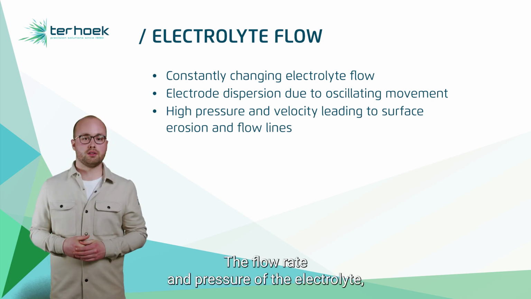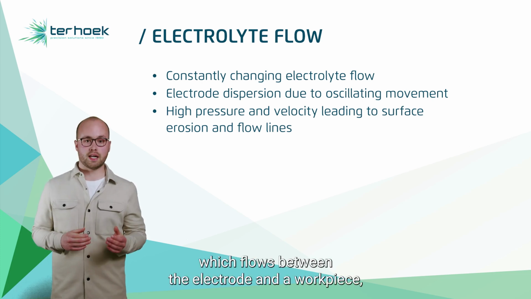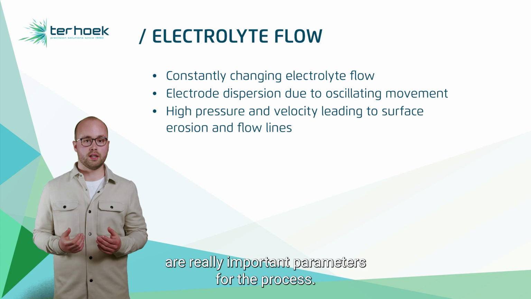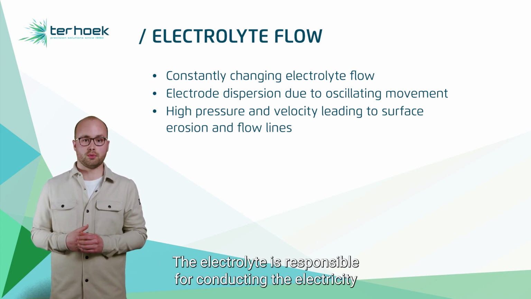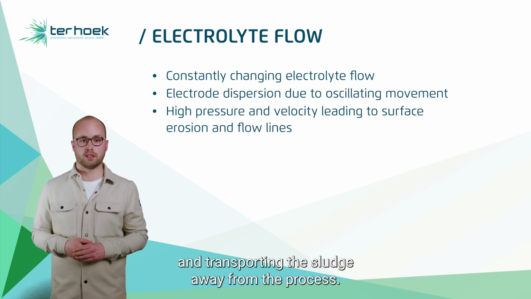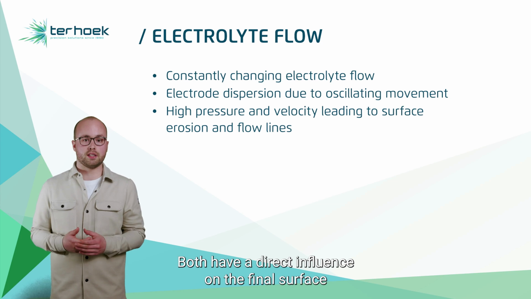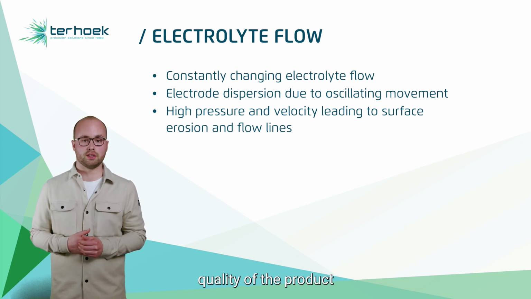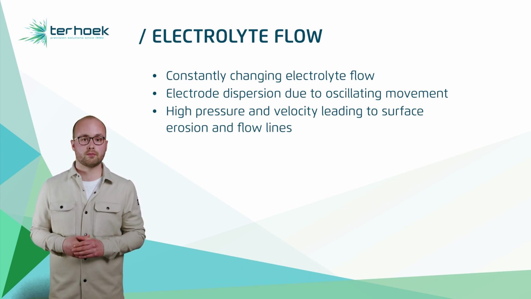The flow rate and pressure of the electrolyte, which flows between the electrode and the workpiece, are really important parameters for the process. The electrolyte is responsible for conducting the electricity and transporting the sludge away from the process. Both have a direct influence on the final surface quality of the product.